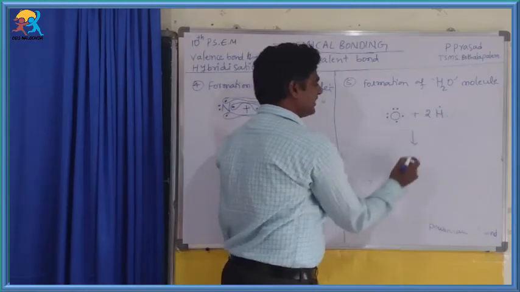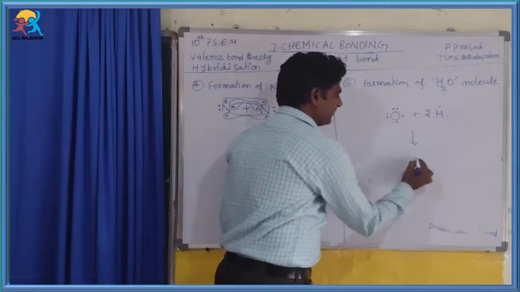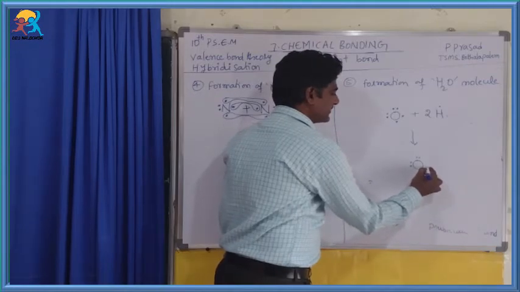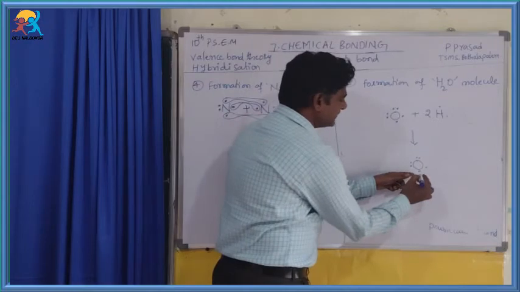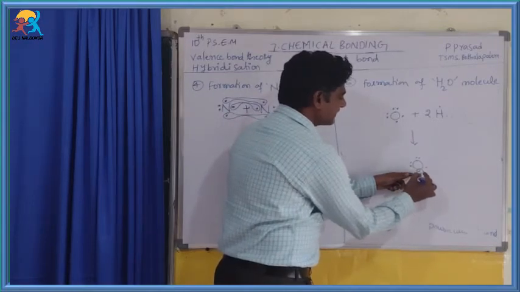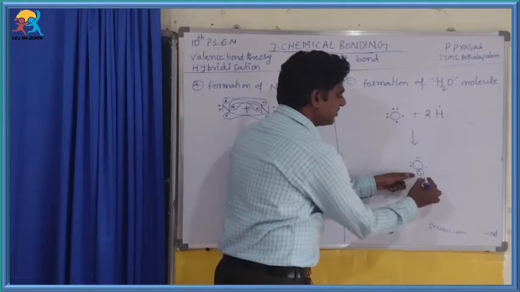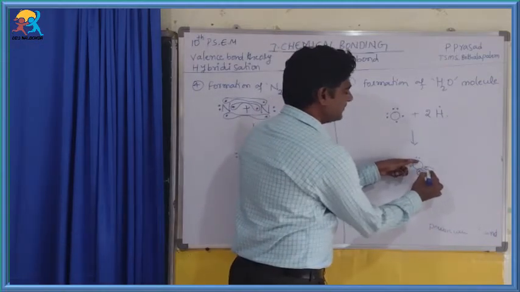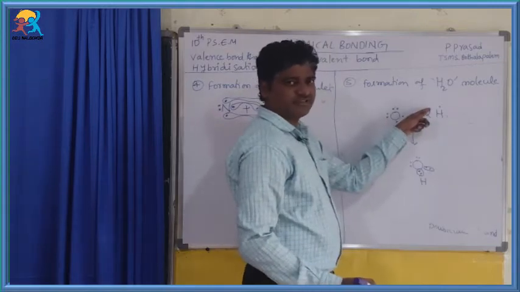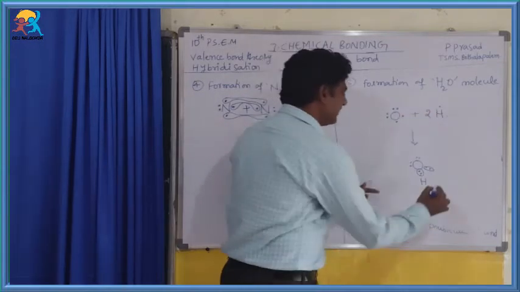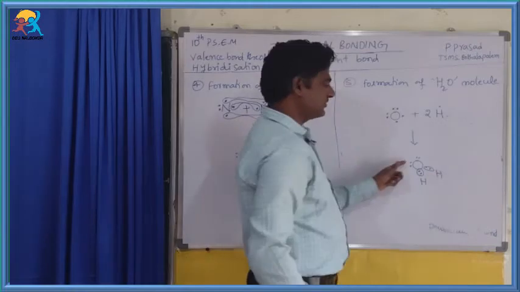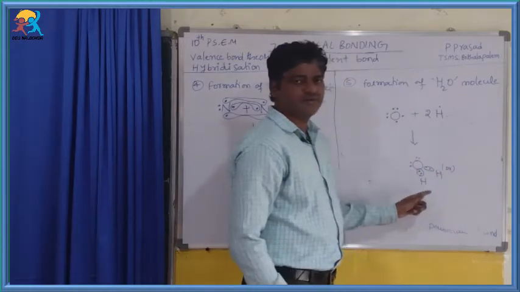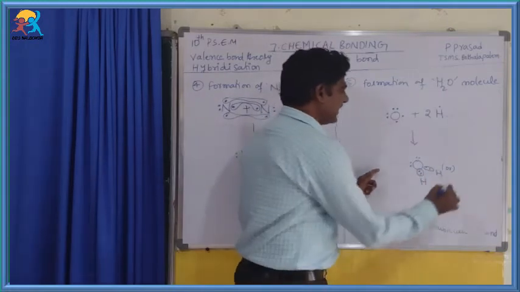Okay. When these 2 atoms come closer, 1, 2, 3, 4, 5, 6. This 5th electron is shared with the electron of hydrogen. The 6th electron is also shared with the electron of the hydrogen atom. So these bond pairs can be represented as hyphens.